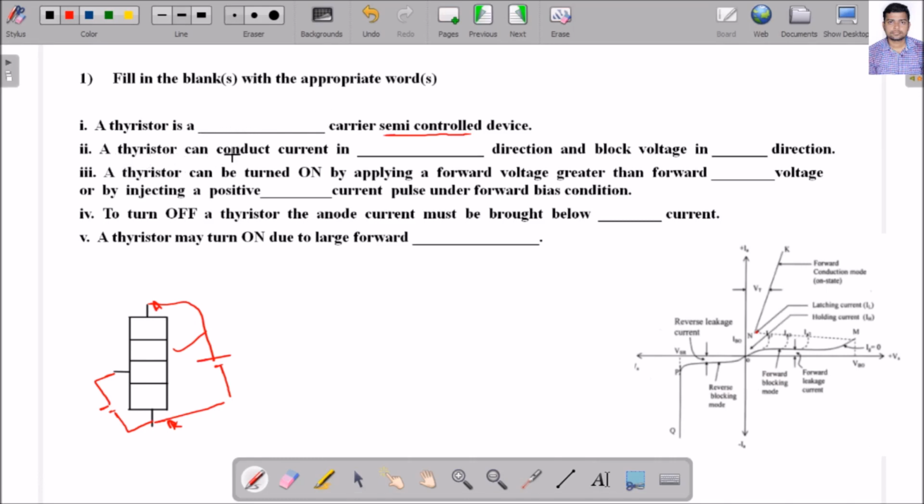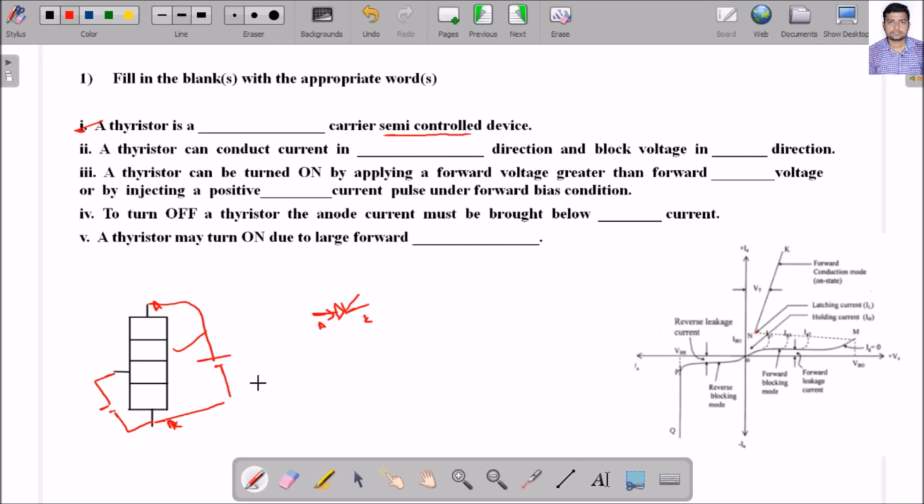Look, a thyristor can conduct current in dash direction and block the voltage in dash direction. I know that thyristor is a unidirectional device because the current can only flow from anode to cathode, like a diode. In the diode also current can only flow from anode to cathode. But in the thyristor, an extra gate circuit will be there. In case of thyristor also, current will always flow from anode to cathode, not from cathode to anode. So the thyristor can conduct current in one direction only, from anode to cathode, and block the voltage in both directions.